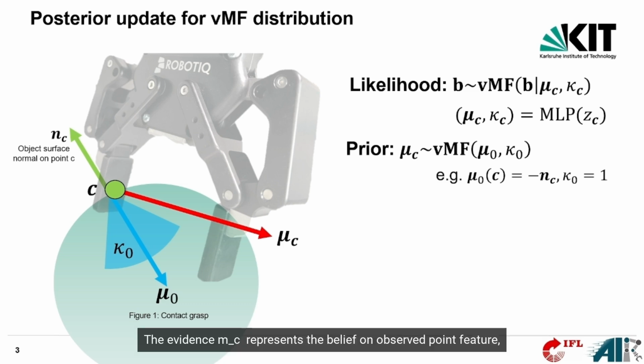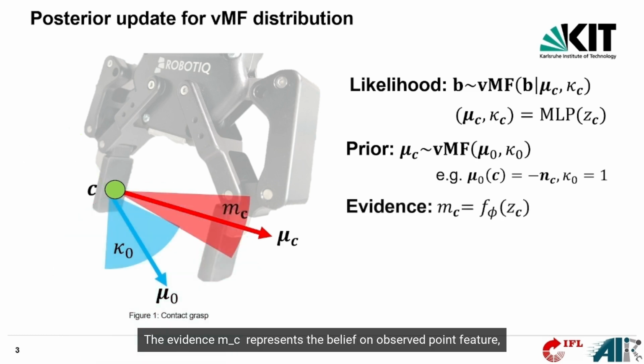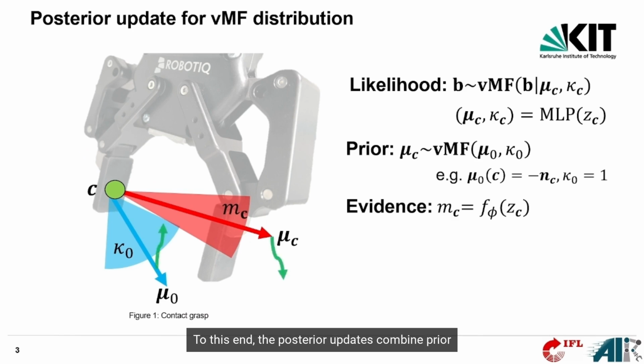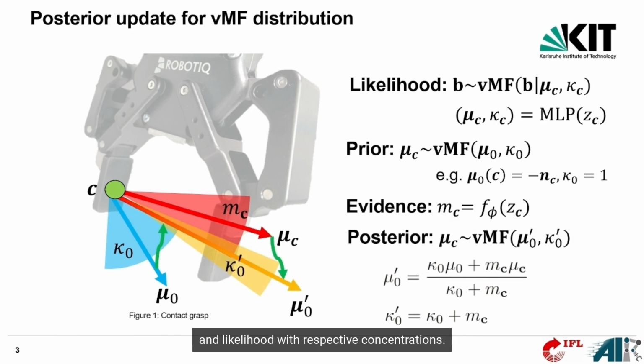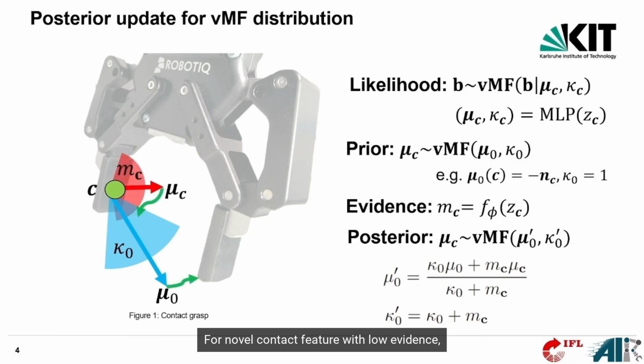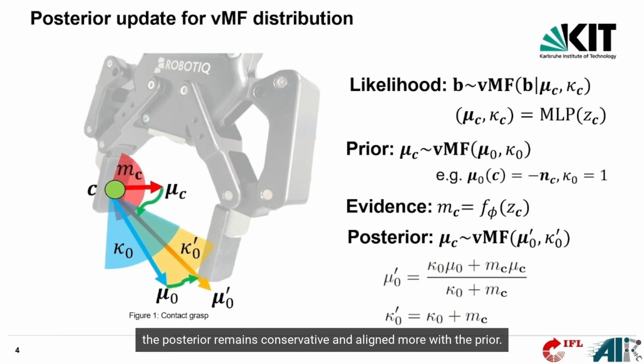The evidence MC represents the belief on observed point feature, which is predicted typically by a normalizing flow. To this end, the posterior updates combine prior and likelihood with respective concentrations. For novel contact feature with low evidence, the posterior remains conservative and aligned more with the prior.